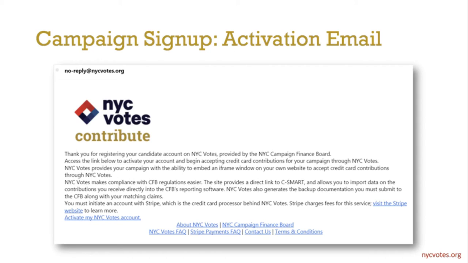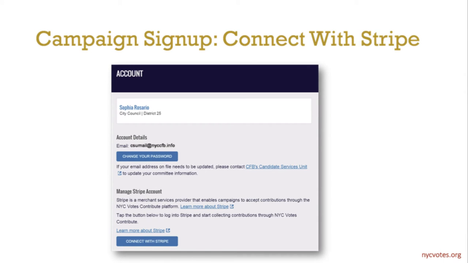This is the activation email. You need to click on the Activate My NYC Votes account link to finish your account activation. At this point, you will be taken back to the nycvotes.org page and need to log in using your email address and newly created password. After that, you will be taken to the page you can see now, which is your campaign's account page on the nycvotes.org site. You now need to create and connect a Stripe account by clicking on the Connect with Stripe button.